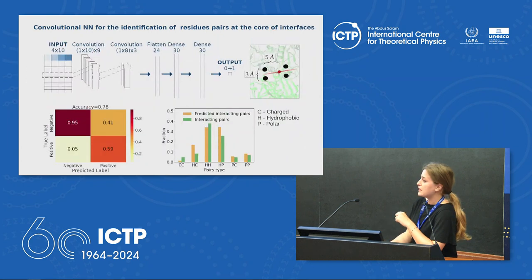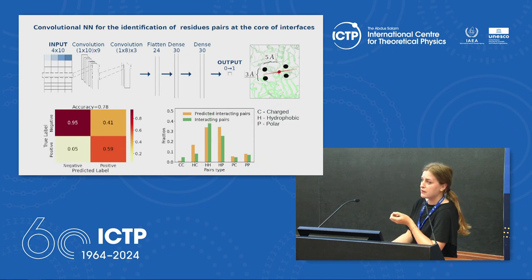We then give these simple matrices as input to this embarrassingly simple neural network that assigns to each pair of residues a numerical value, which reflects the probability of this pair being a pair of interacting residues at the core of the interfaces. In this case, we are defining real interacting residues as those that are closer than 3 Armstrong to each other, and at a distance smaller than 5 Armstrong from the center of the interfaces.